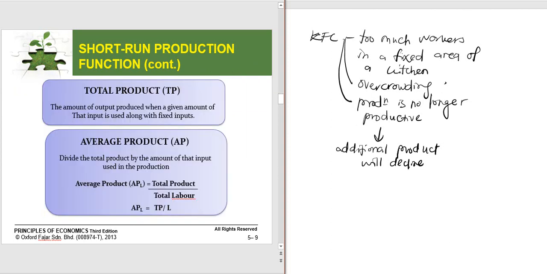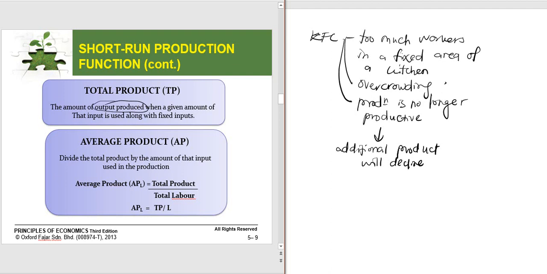Okay, so we are going to do a certain calculation here. In short run production, you can calculate the total production when a given amount of input is used along with the fixed input. So how much output can you produce when you use a certain number of inputs.